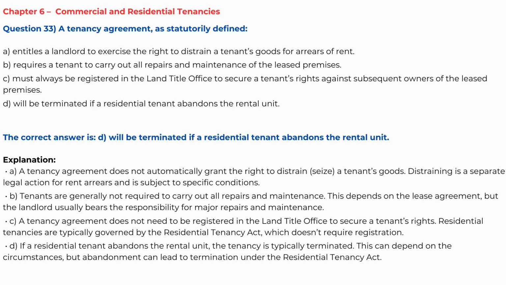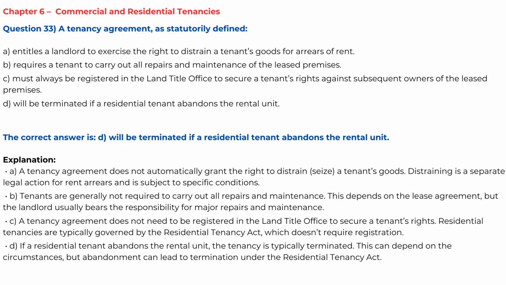Question 33. A tenancy agreement as statutorily defined. Explanation. A. A tenancy agreement does not automatically grant the right to distrain, seize, a tenant's goods. Distraining is a separate legal action for rent arrears and is subject to specific conditions. B. Tenants are generally not required to carry out all repairs and maintenance. This depends on the lease agreement, but the landlord usually bears the responsibility for major repairs and maintenance.